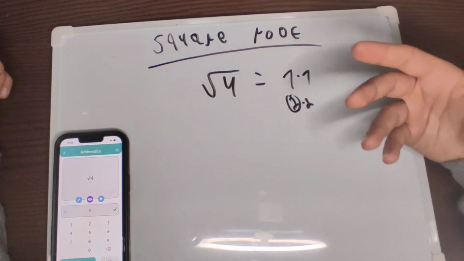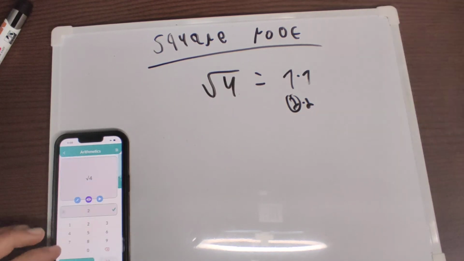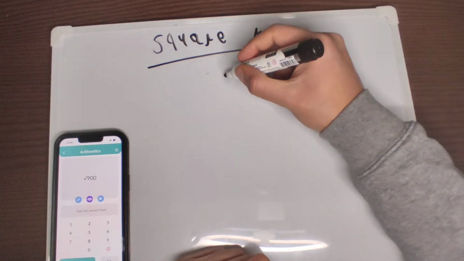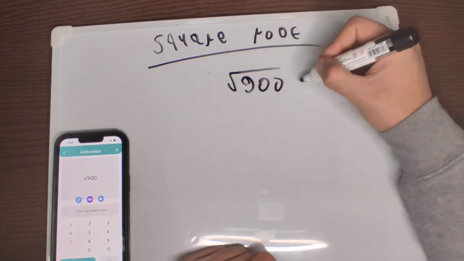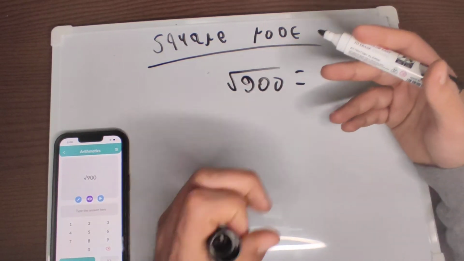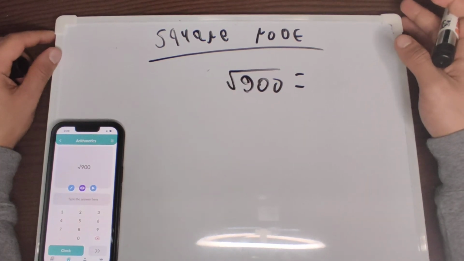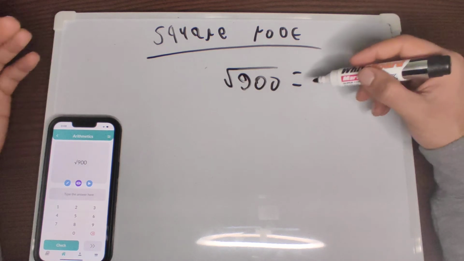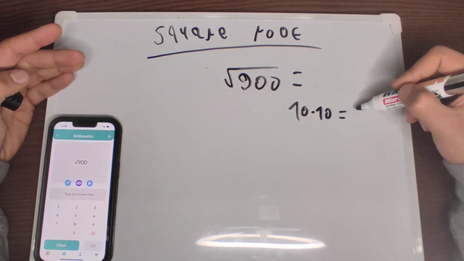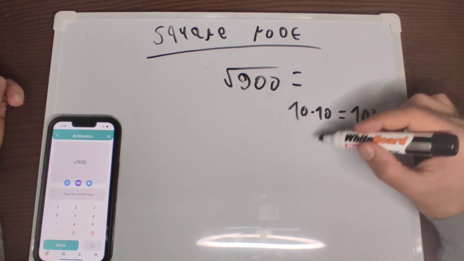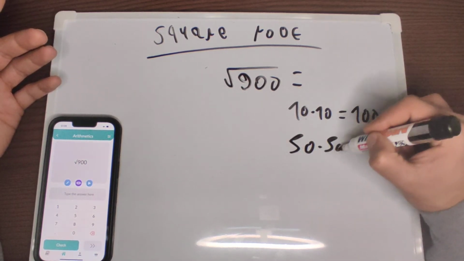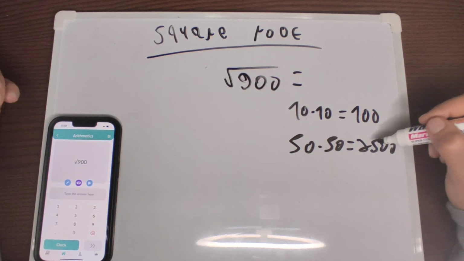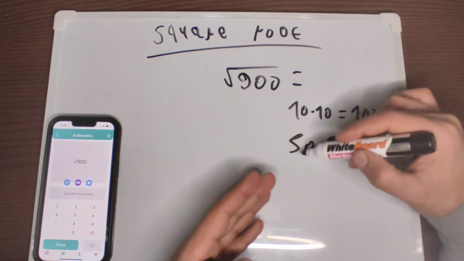So this is the definition of the square root. And to find the square root of bigger numbers, for example the square root of 9,000, there is actually no good method. What we need to do is think about it in our head. For example, maybe it's 10? 10 times 10 is 100, no. So maybe 50? 50 times 50 is 2,500, no, it's bigger. So I know it's somewhere between 10 and 50.